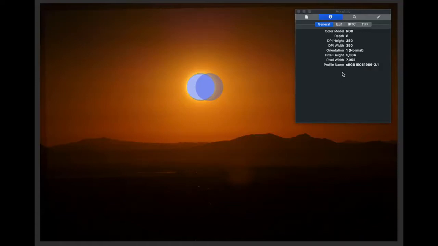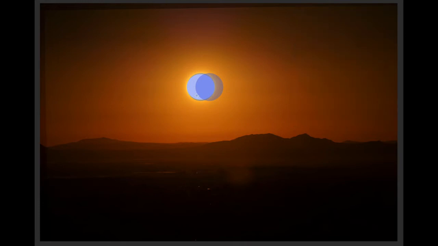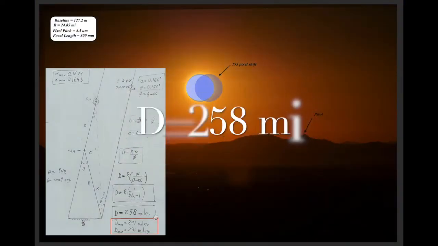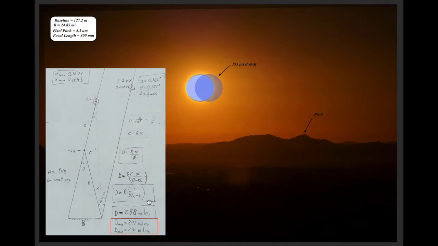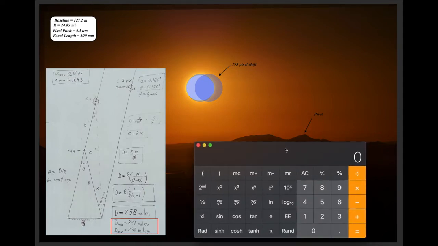For the distance calculation, we'll first need to extract the shift in pixels. Zooming in, I came up with about 193, give or take 1 pixel. Plugging in the results, I was stunned. 258 miles. I calculated the error bounds, assuming plus or minus 2 pixels, and the results seem reasonable. It went from 291 miles to 231, so I thought, wow, okay, this is a lot more accurate.